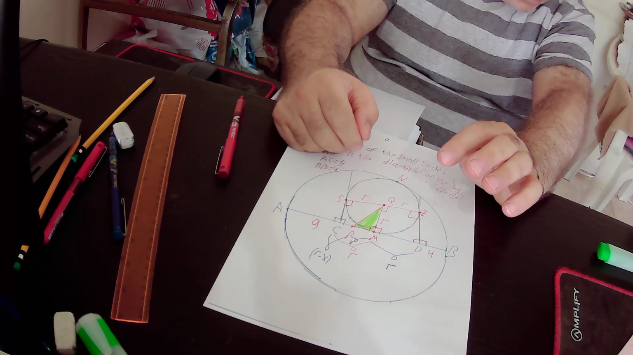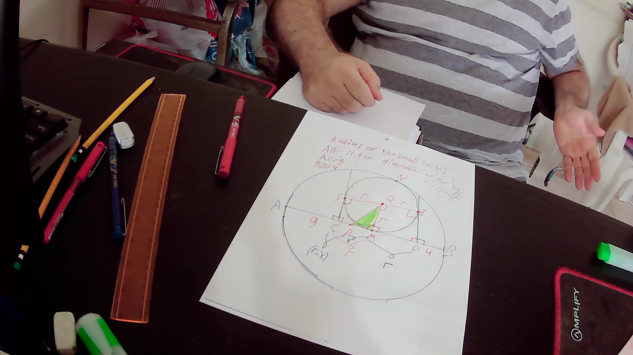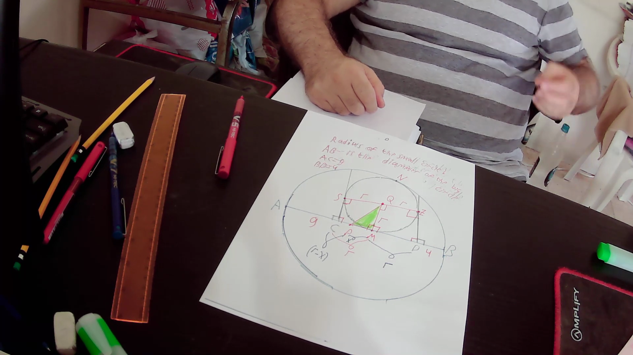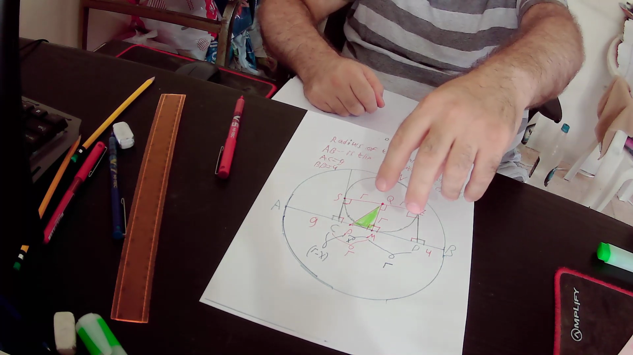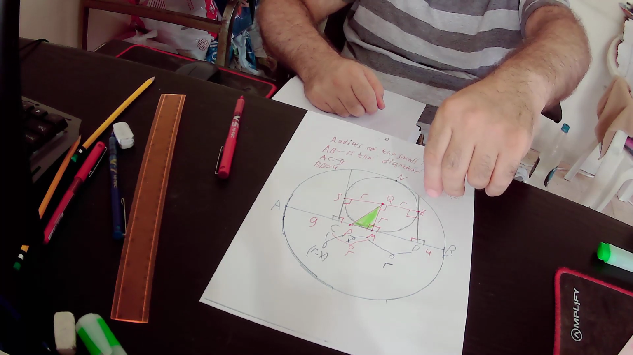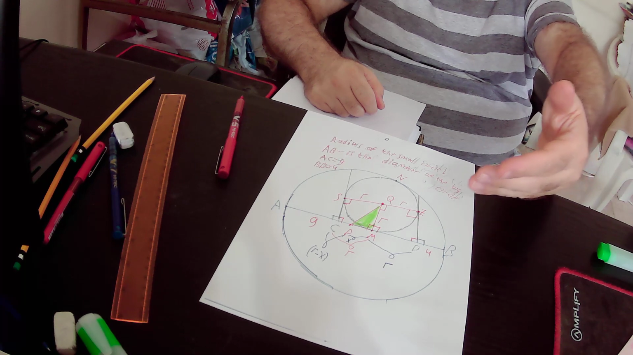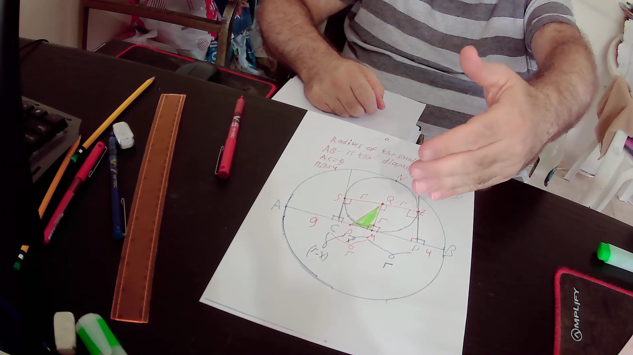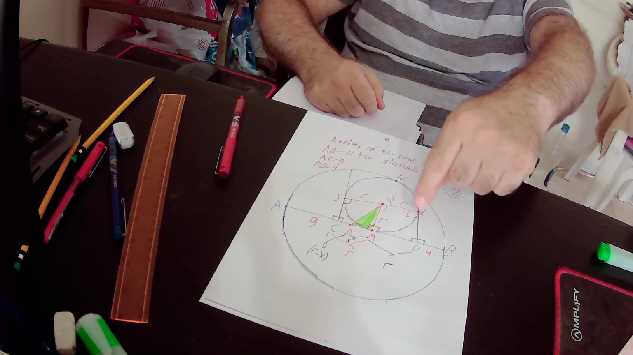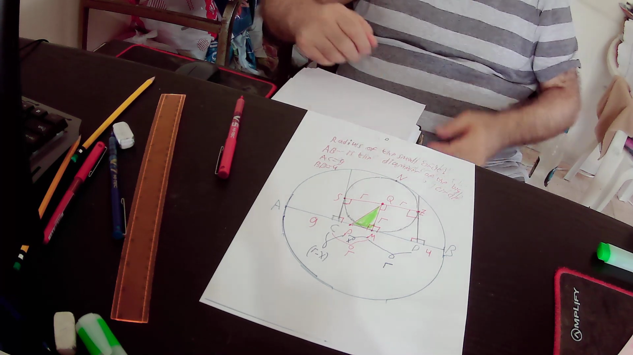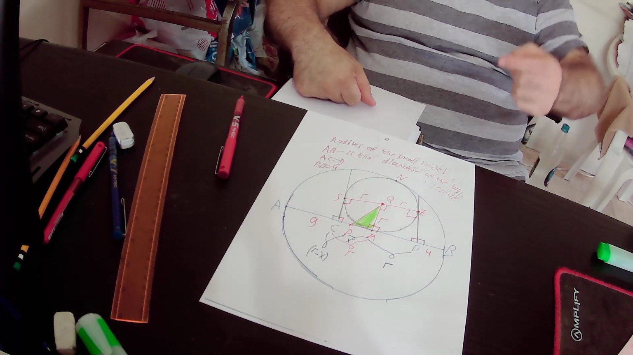Again, rule number 1 states that a tangent to a circle is perpendicular to the radius drawn to the launch point, and those 3 radii are all drawn to the launch points. Therefore, according to rule number 1, they are perpendicular to their tangent. That is to say, this is a right angle, this is also a right angle, and this is also a right angle.